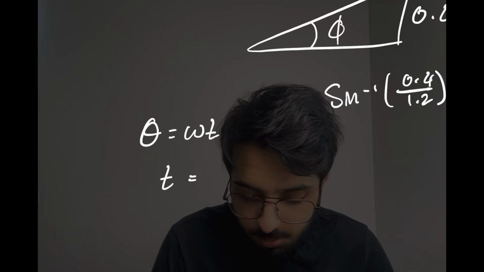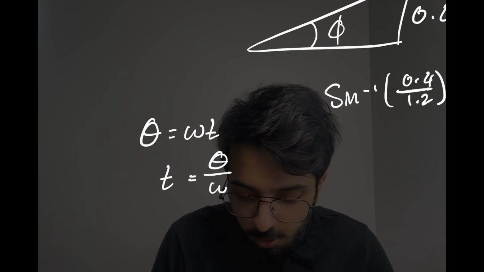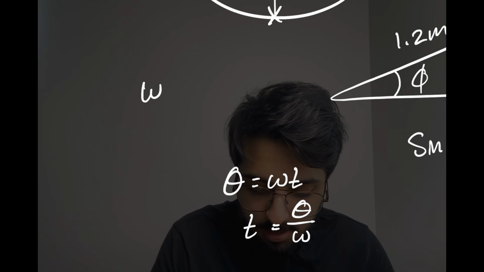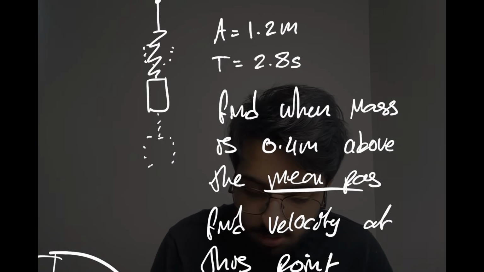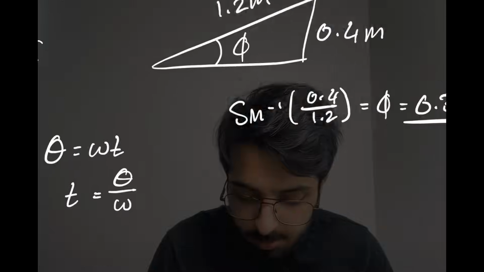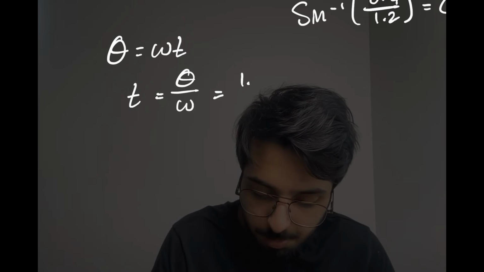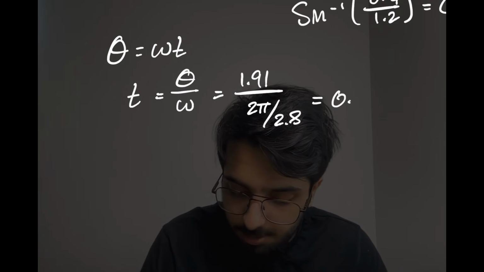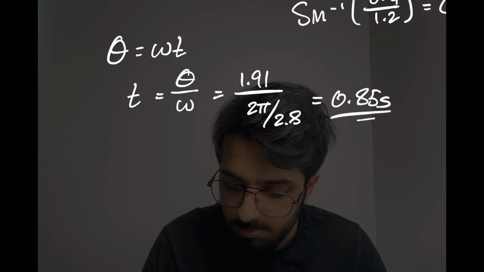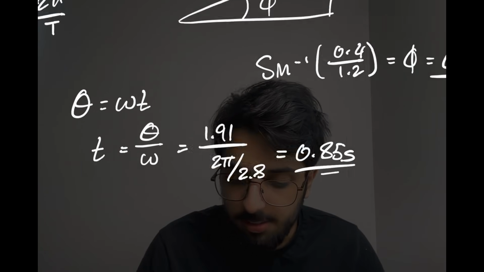Okay, so now that we have our theta, we know that theta is equal to omega t, and so t is equal to theta all over our omega. We remember our omega is 2 pi over T, and our T is given as 2.8 seconds, so we can make that substitution as well. And we get 1.91 all over our 2 pi over 2.8. This gives us a time of 0.85 seconds. There we go.